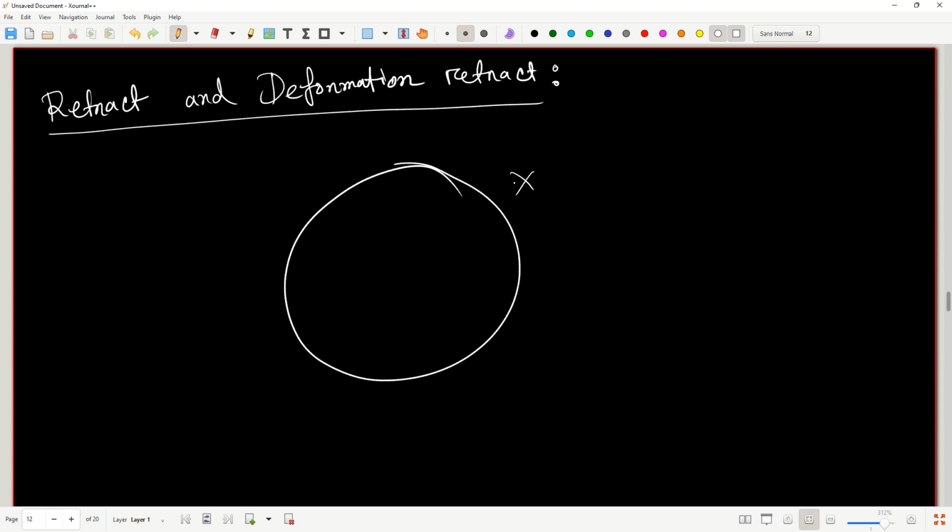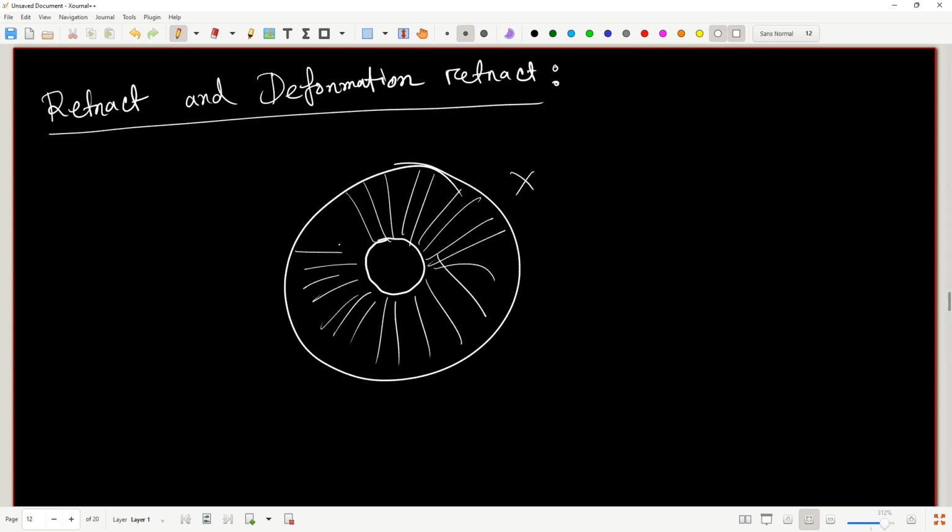Now, this disk, let's say, it has a hole inside it, like this. And this is the annular region. We call it, let's say, the annular region.